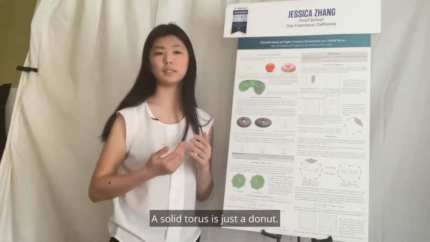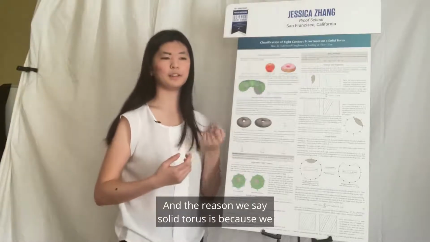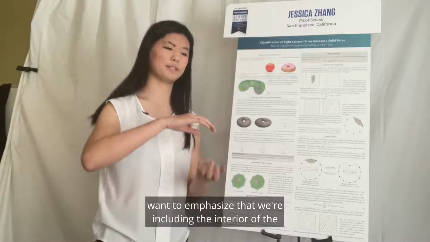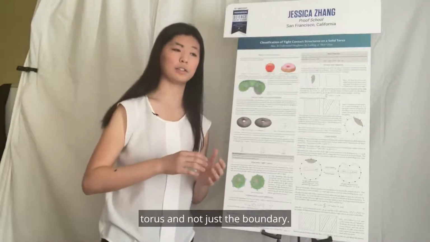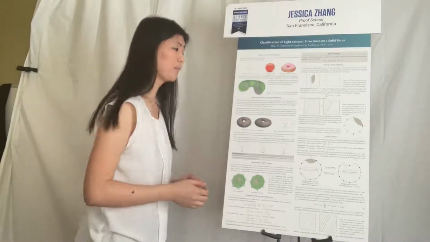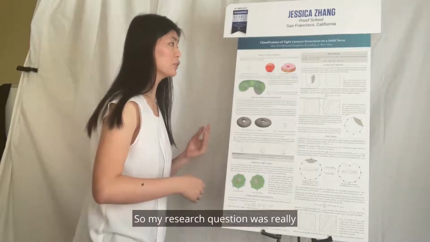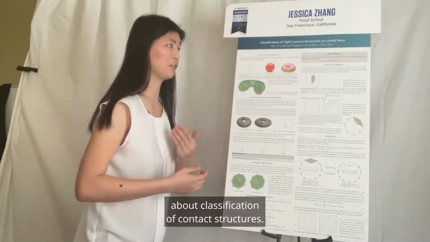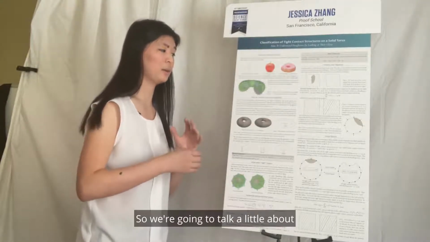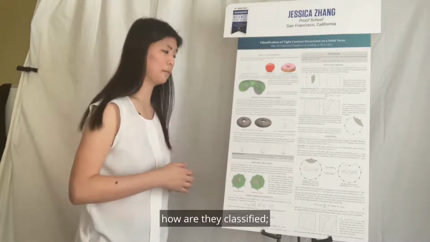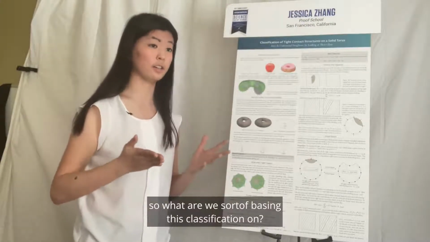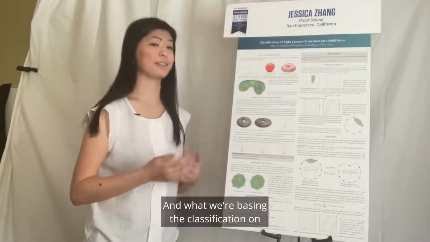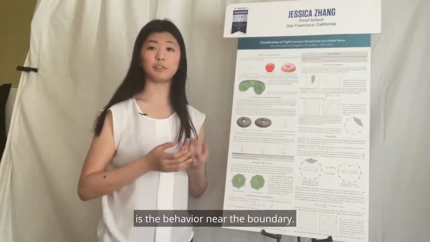A solid torus is just a donut. And the reason we say solid torus is because we want to emphasize that we're including the interior of the torus and not just the boundary. So my research question was really about classification of contact structures. So we've got to talk a little bit about how they are classified. What are we basing this classification on? And what we're basing the classification on is the behavior near the boundary.